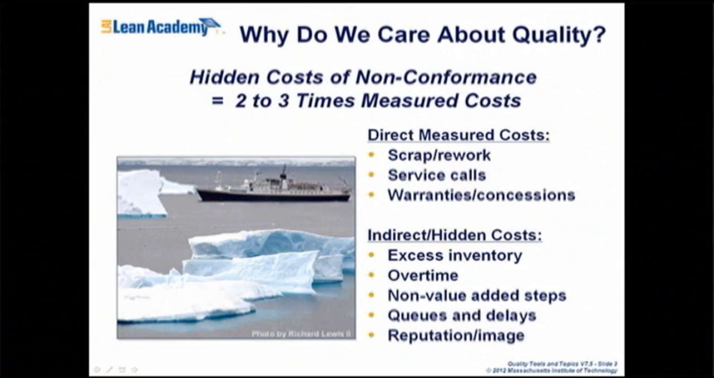But it turns out that the hidden costs or the indirect costs of quality can be 2 to 3 times as large as your direct measured costs. So if you think the direct measured costs are large, really what your organization is spending on poor quality is enormous, because it's much, much bigger than that. And they show up in terms of the excess inventory that you might need to keep around because your quality is so poor, overtime for employees to deal with those poor quality issues, all the non-value added and wasted steps and queues and delays that happen and cost money. And not the least bit is the reputation or image of the organization for having poor quality. And sometimes the cost of that is really quite immeasurable.